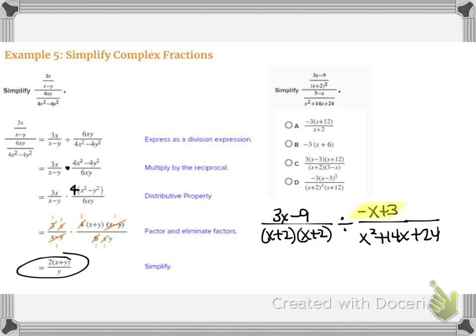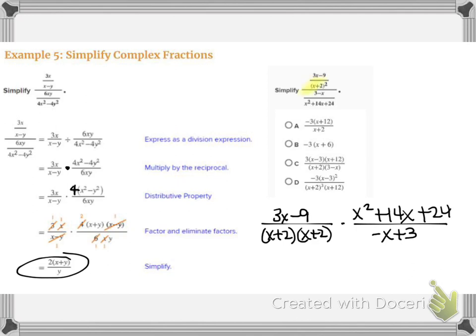And can I show you a trick? Notice what I did here. I'm going to lead with my x term. So instead of 3 minus x, I write negative x plus 3. Then I flip to multiply by the reciprocal.